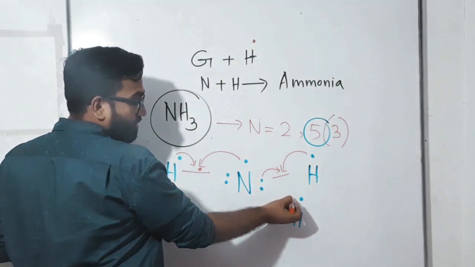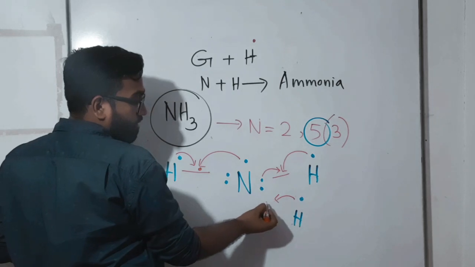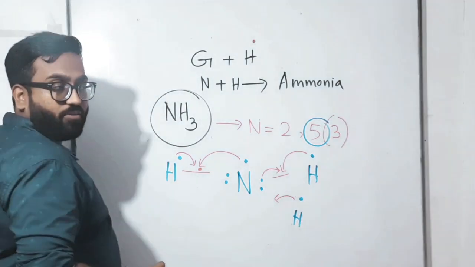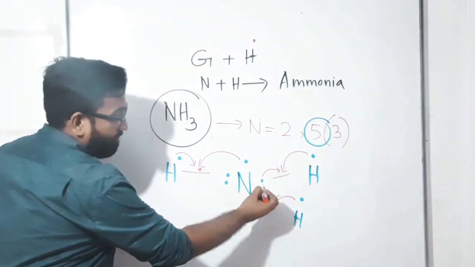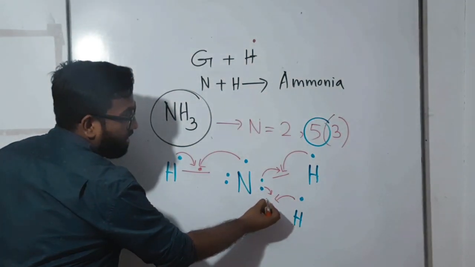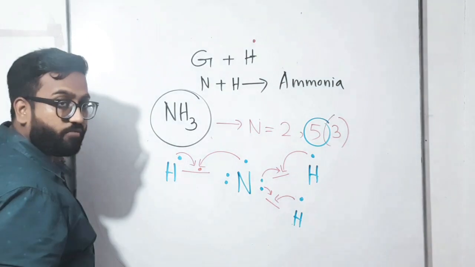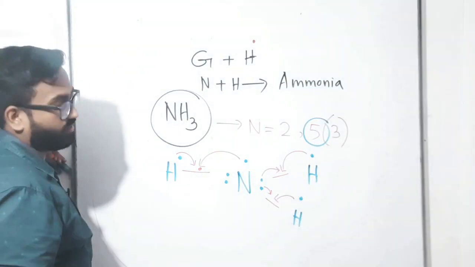So here this hydrogen is giving 1 electron. Hydrogen is having only 1 electron, right? Not many electrons, but nitrogen is consisting of more. So nitrogen is also giving another electron. So sharing electrons means these 3 bonds are always covalent bonds, right?